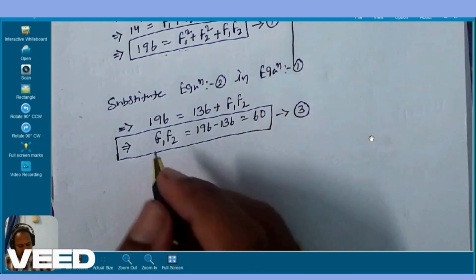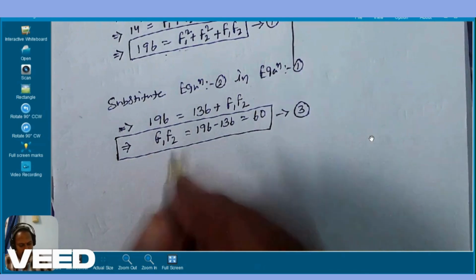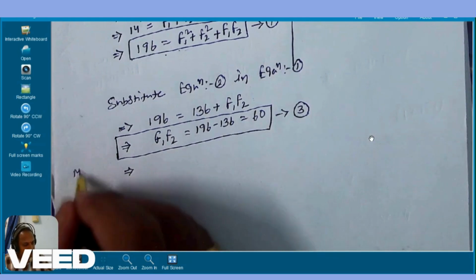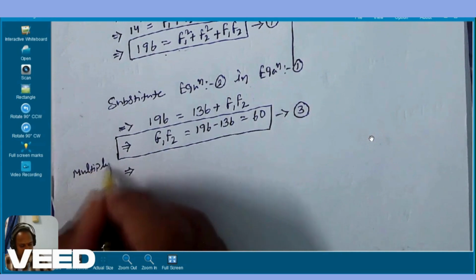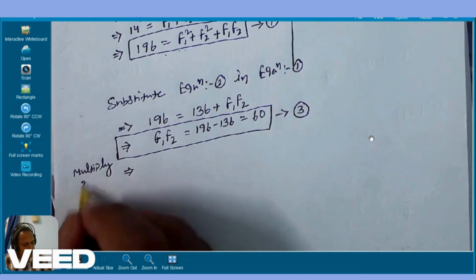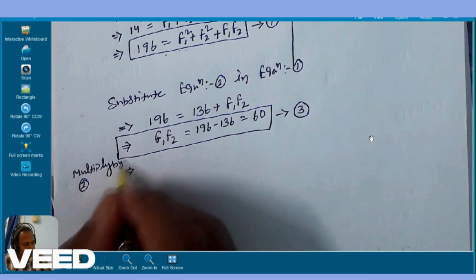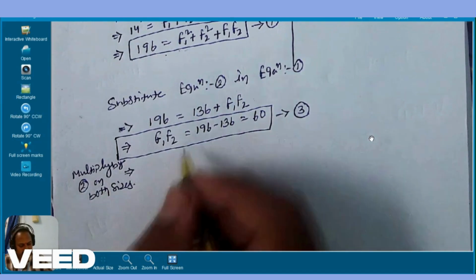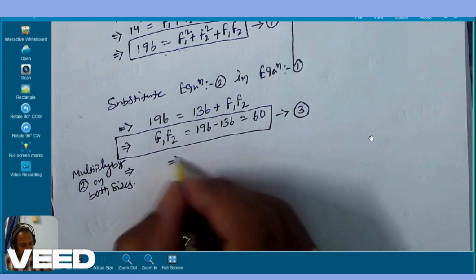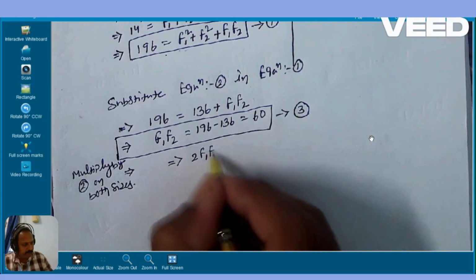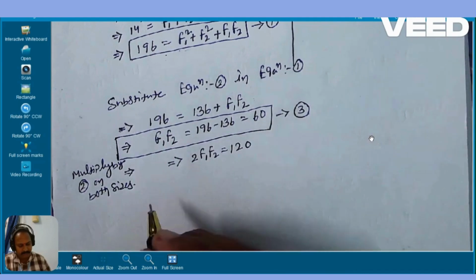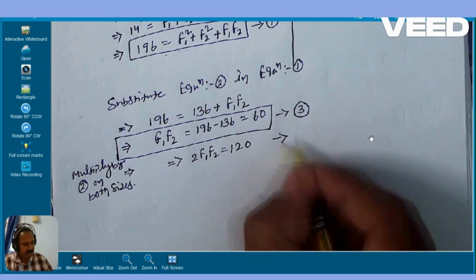This equation, let us multiply by 2 on both the sides. So when you multiply by 2, we are getting 2f1 f2 is equal to 2 into 60, that is 120. Okay. So this, let us take it as equation 4.